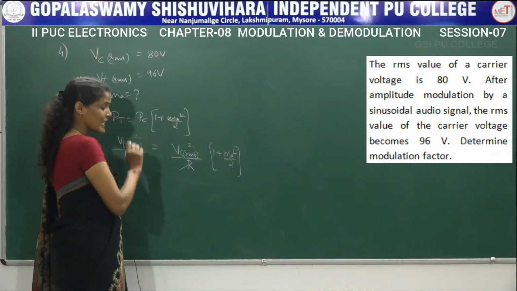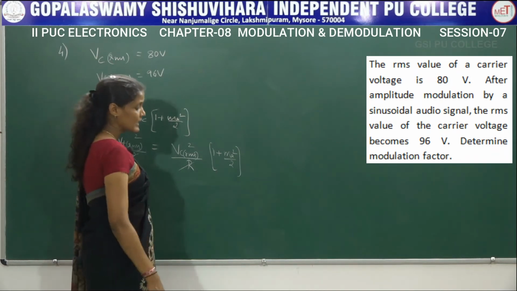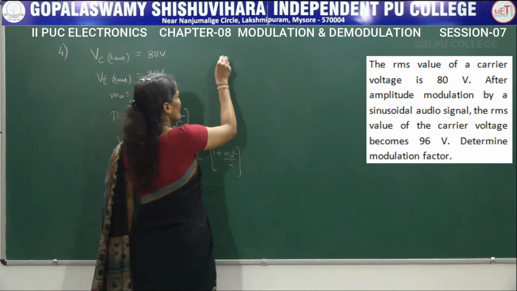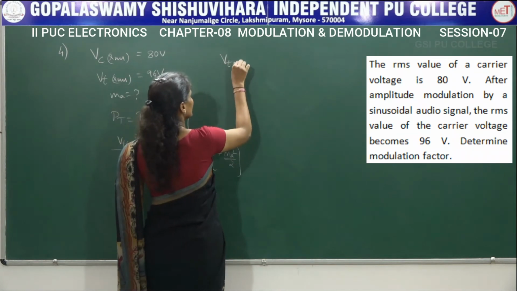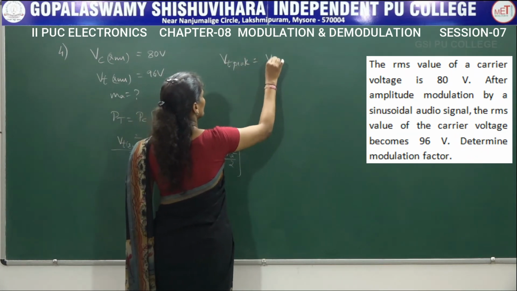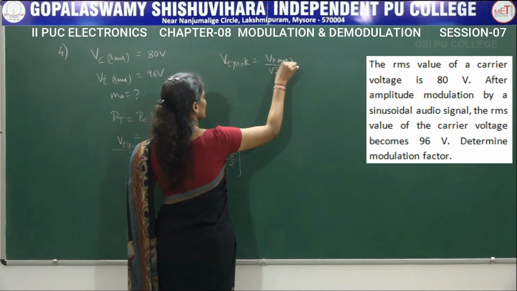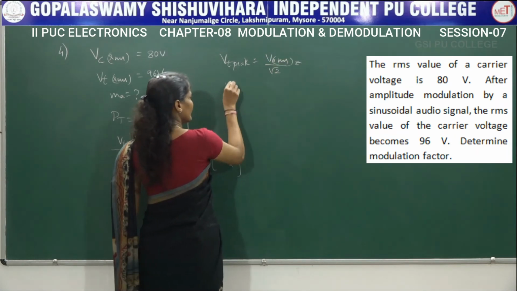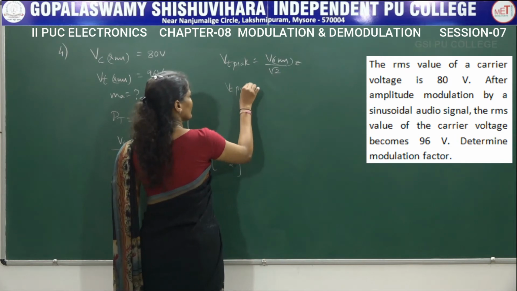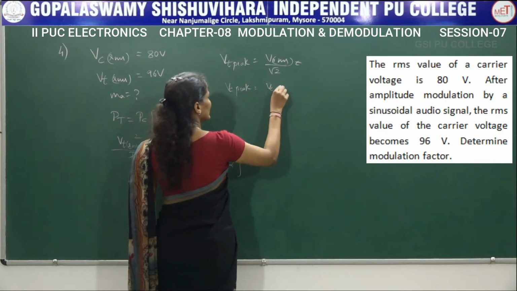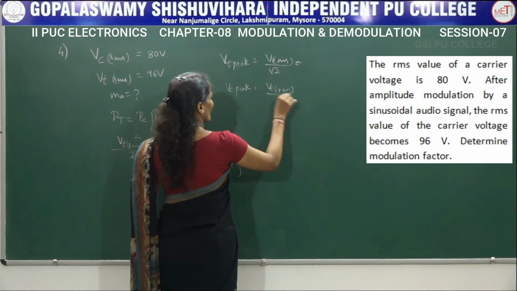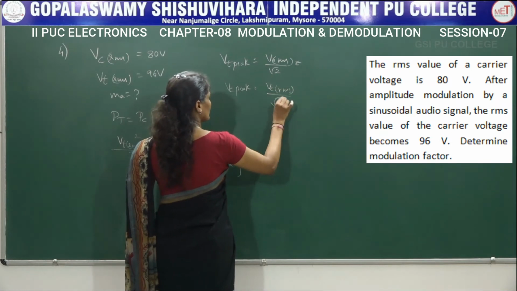RMS values of VT and VC are given. We have to calculate the peak values. So VT peak will be equal to VT RMS by root 2, and VC peak will be equal to VC RMS divided by root 2.